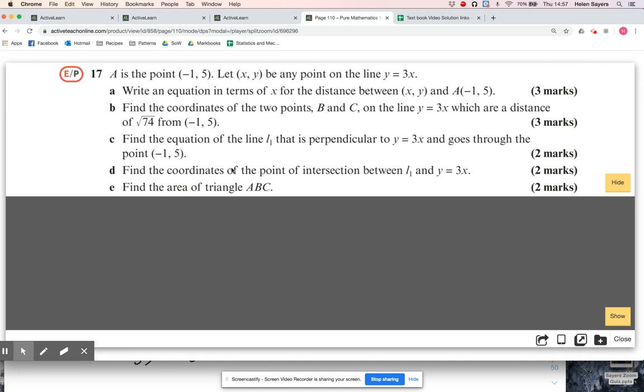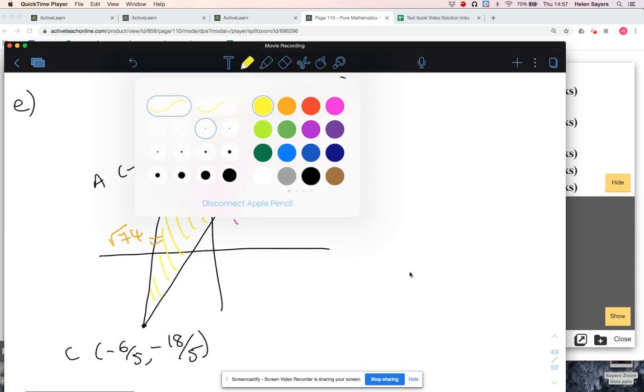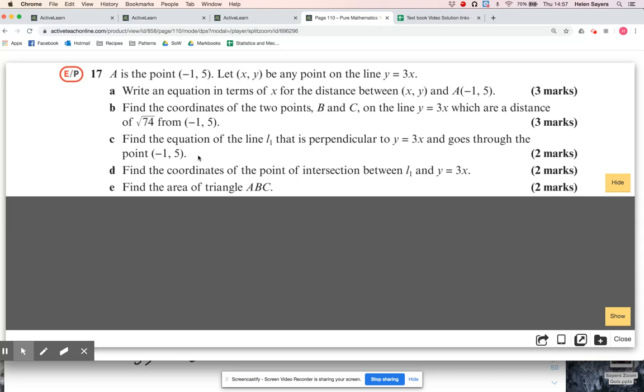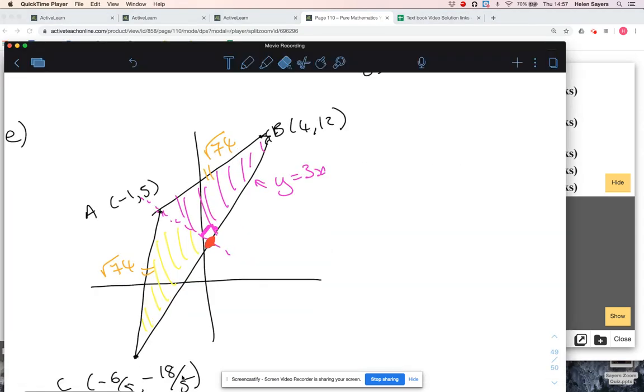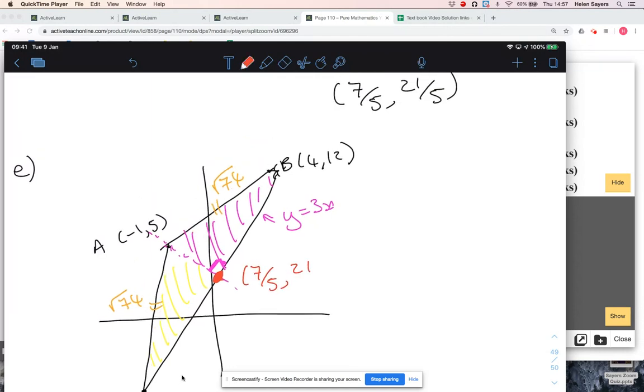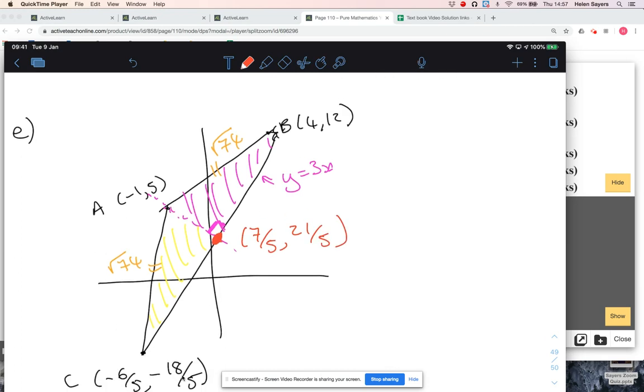Okay, what else have we found out? We found the points of intersection. Running out of colours, we found the point of intersection between that perpendicular line and the line y equals 3x. That was our answer to part D. So let's find that. That was 7 over 5, 21 over 5. So if I look at that pink triangle, yes, it does feel like a lot of work for 2 marks, but we'll go with it.